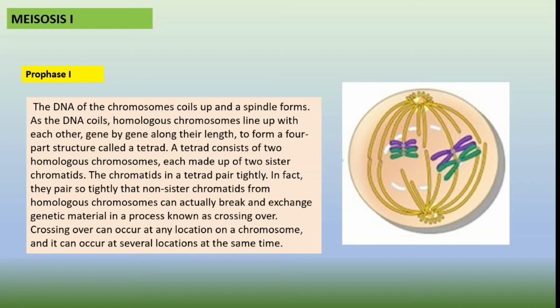The chromatids in a tetrad pair tightly. In fact, they pair so tightly that non-sister chromatids from homologous chromosomes can actually break and exchange genetic material in a process known as crossing over. Crossing over can occur at any location on a chromosome, and it can occur at several locations at the same time.